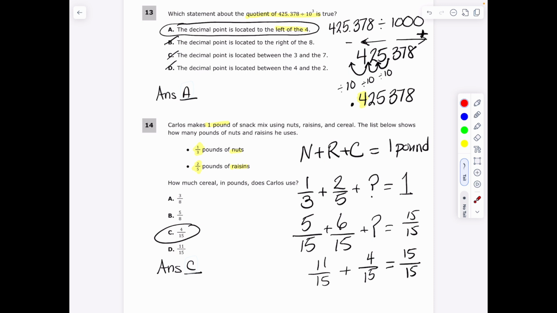All right, hit pause and jot this down. The key to this one was I need to be able to add two fractions with different denominators. And you can see how I used my number sense to do that. I just used the opposite to do some mental math.